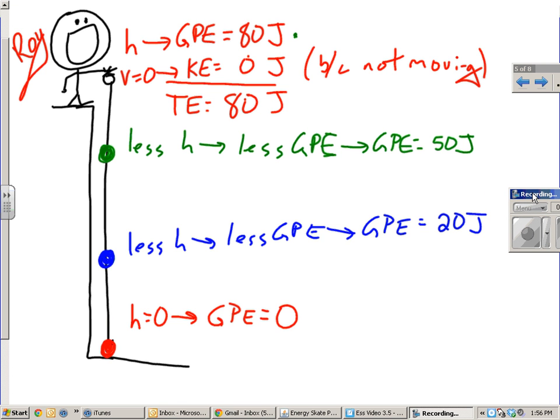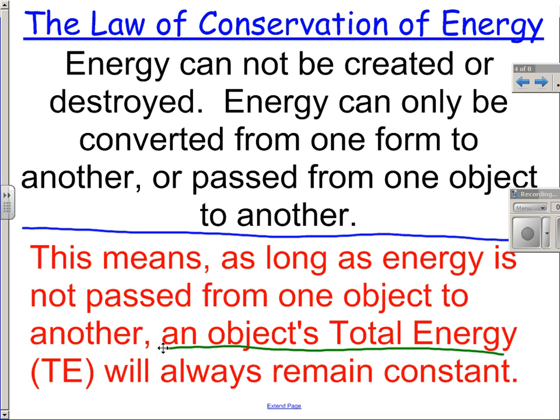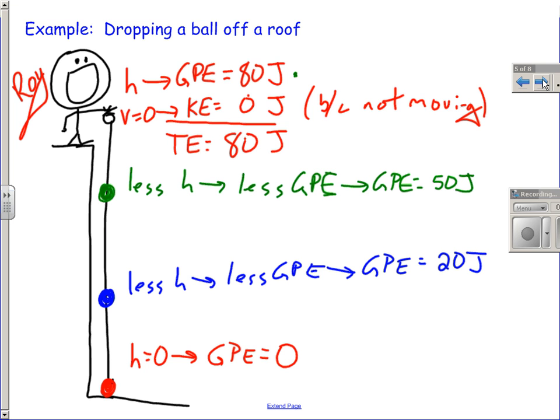Remember, you guys, what we learned in the previous slide was this: an object's total energy will always remain constant, as long as the energy is not passed from one object to another. The ball doesn't have any way to transfer energy to anything else. It's not touching anything. So our total energy has to be the same. Up here at the top, we found out that our total energy was 80 joules, when the ball was right here. So at all of these other points, the total energy also has to be 80 joules.